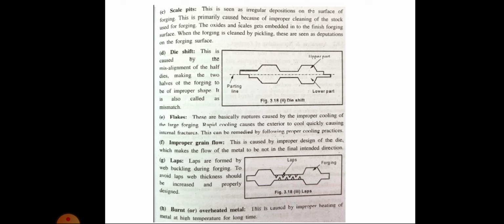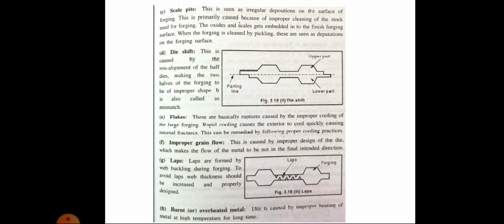Next one is scale pits. This is seen as irregular depressions on the surface of the forging. This is primarily caused because of improper cleaning of the stock used for forging. The oxides and scales get embedded into the finished forging surface also. When the forging is cleaned by pickling, these are seen as depressions on the forging surface.